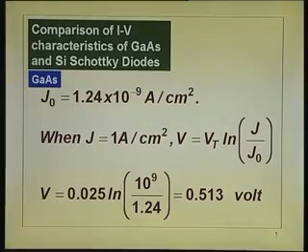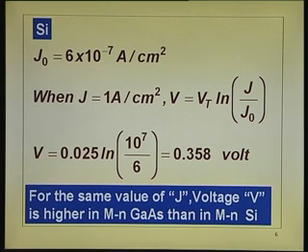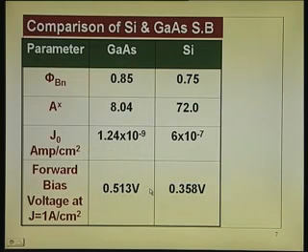Now, let us see what you get in the case of the silicon Schottky barrier. J naught we have estimated to be equal to 6 into 10 to the power minus 7. Now, same formula: V is equal to Vt logarithm of J by J naught. Substitute here 6 into 10 to the power minus 7, 10 to the power 7 by 6, and you get 0.358 volts. Now, you can see the differences between the silicon Schottky and the gallium arsenide Schottky. Summing up all those results in the table, we have seen phi BN is 0.85.